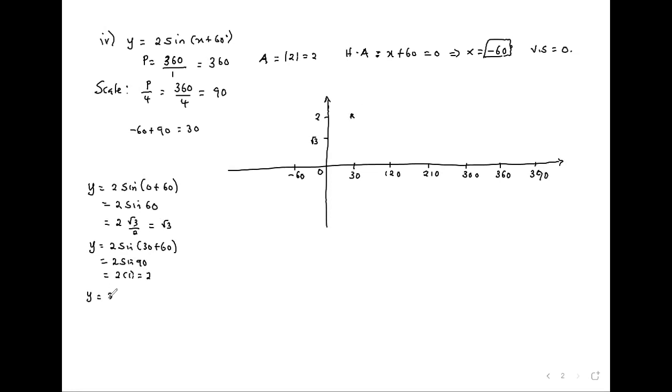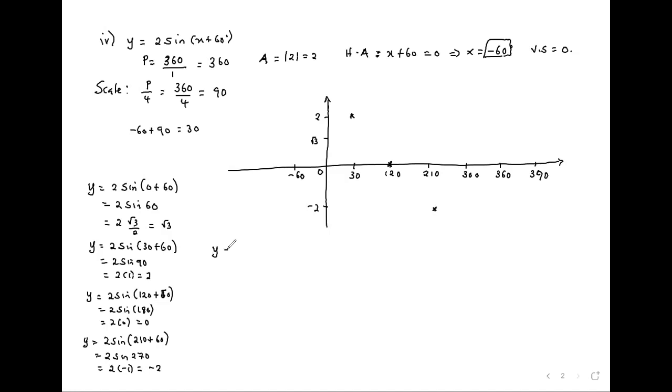And get back to 120. So 120 plus 30 and plus 60. That will be 2 sine 180, which is 2 multiplied by 0, which is 0. So come down there. Also go to 2 sine 210 plus 60. This is 2 sine 270. But sine 270 is -1. So we get -2. So go all the way down to -2.